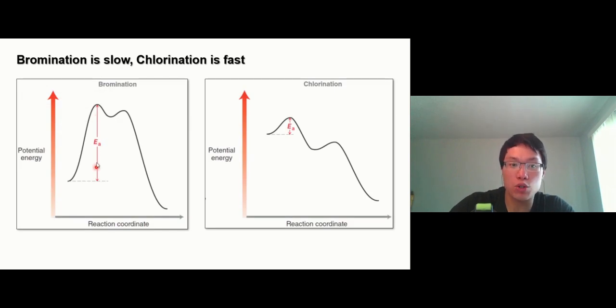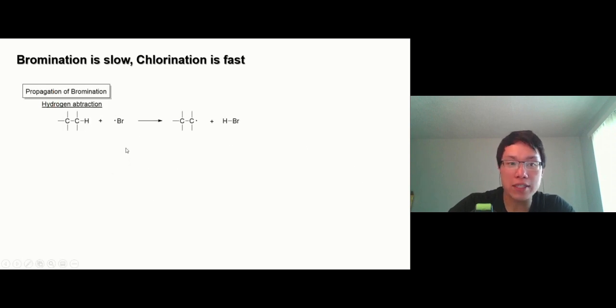So this, of course, I show you right here. Bromination is going to be slower than chlorination. But how do you explain it? We're going to look at the rate determining step. In the propagation of bromination, that's the rate determining step. The first step is hydrogen abstraction. One more time, in propagation, I have a radical attacking a non-radical.